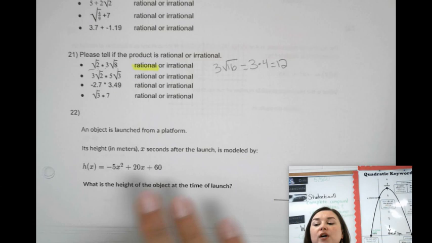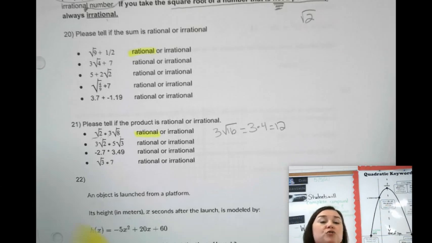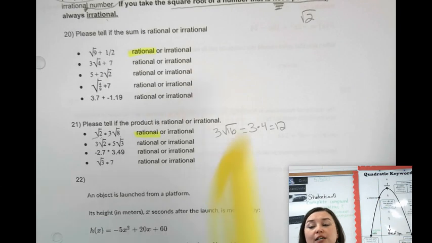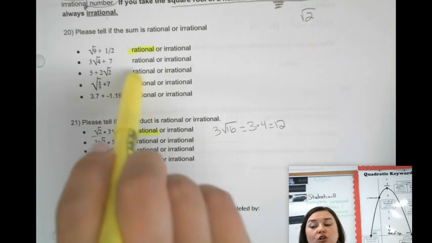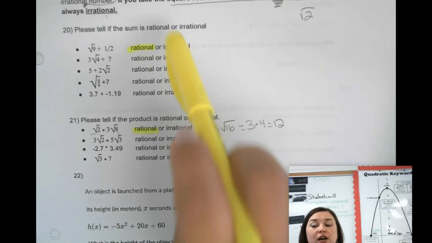So what I want you to do right now is take a moment. You can use Desmos, you can use your brain, you can work things out on paper, but I want you to try 20 and 21, and you're just going to circle rational or irrational for every bullet there.